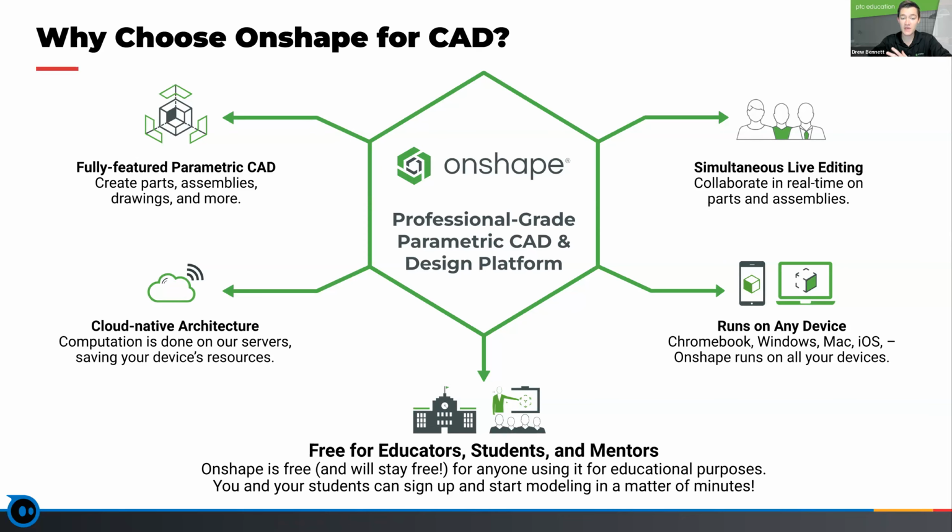So Onshape is a fully featured parametric CAD software that is used by a variety of professional companies, which can sound scary, but Onshape's user interface is very simple and easy to learn, which is why we already have millions of students and educators that are already using Onshape. So let me quickly highlight some of Onshape's best features. Whether you want to create individual parts, small or large assemblies, or even 2D drawings, Onshape has all the tools that you and your students will need.